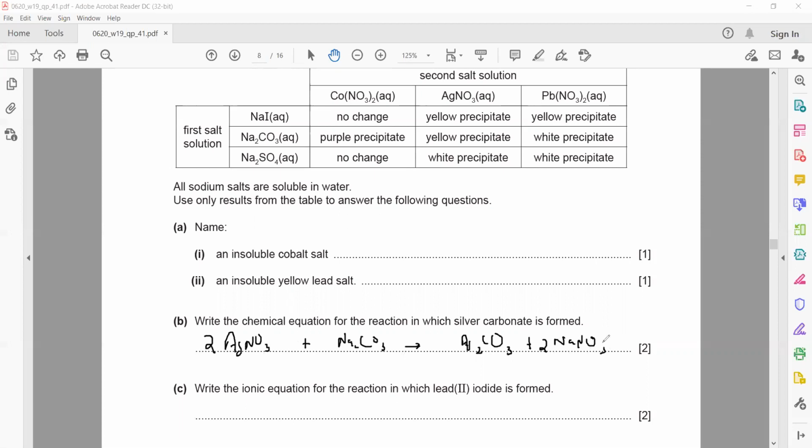The order is not an issue. You can write sodium nitrate first and silver carbonate second, or the other way around. Then write an ionic equation for how lead iodide is formed.